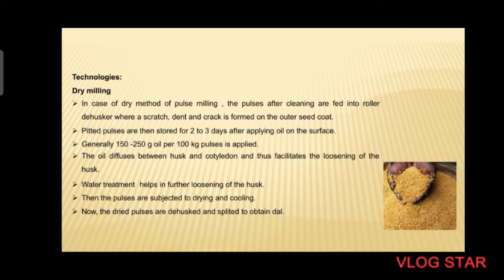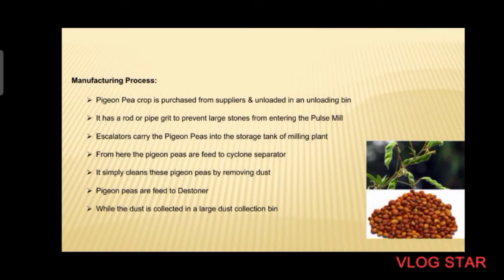Water treatment helps in further loosening of the husk. Then the pulses are subjected to drying and cooling. Now the dried pulses are dehusked and split to obtain dal. Manufacturing processes.